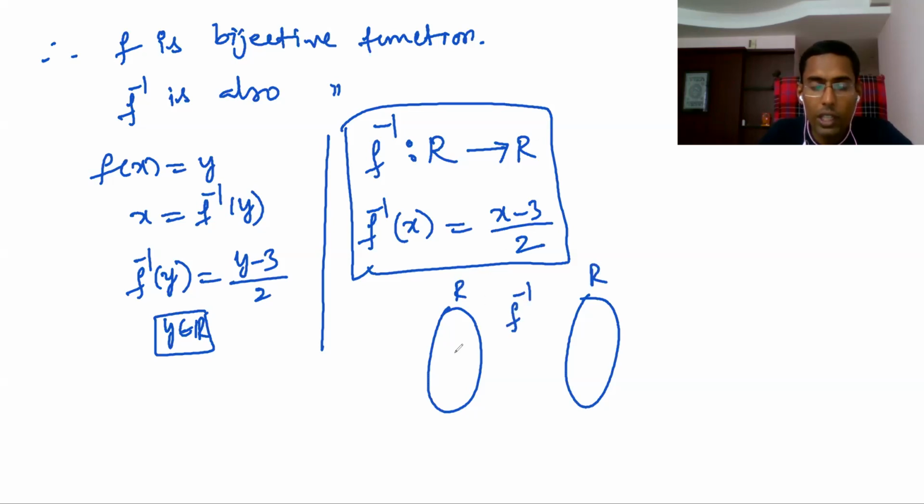We are writing f inverse only. If you take y here, what do you get here? y minus 2 by 3.